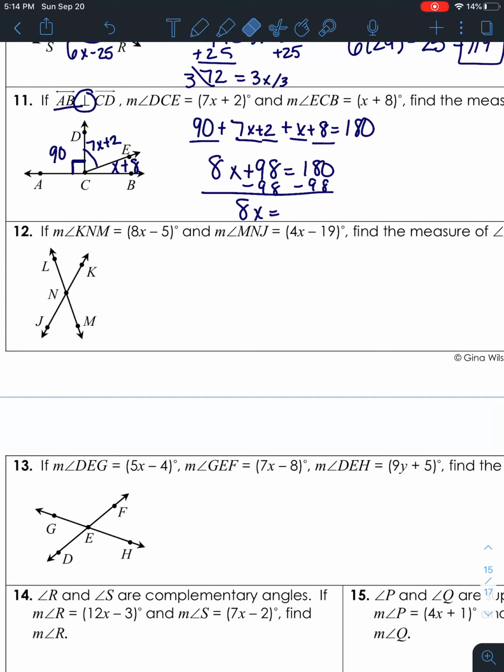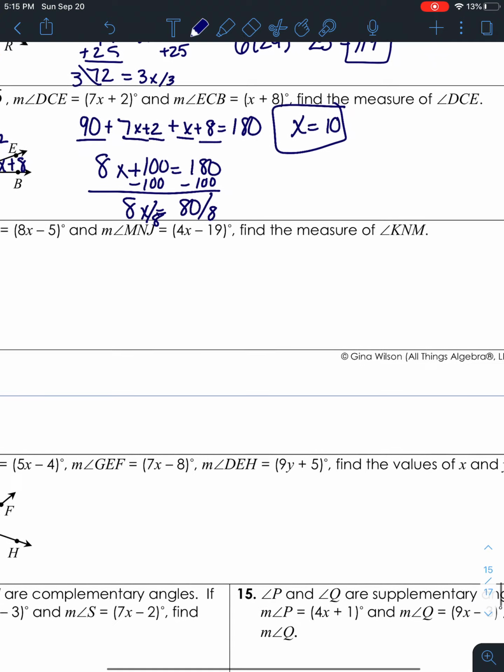Oh, I forgot to add my 2 in. Hold on, let's go back. Not 98. That's going to be 90 plus 2 plus 8 is going to be 100. There we go. So I'm going to minus 100 from both sides. Here we go. Now we're getting somewhere. So 8x equals 80. Divide both sides by 8. So I get x equals 10.